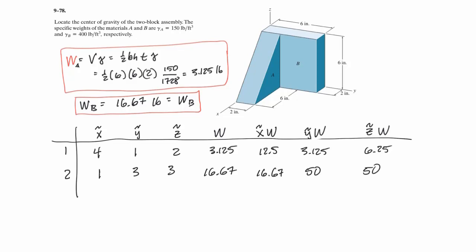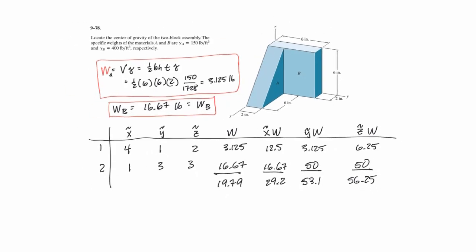And then we're going to add them up. Weights: 19.79, 29.2, 53.1, 56.25. All right, so we're getting good at this now.